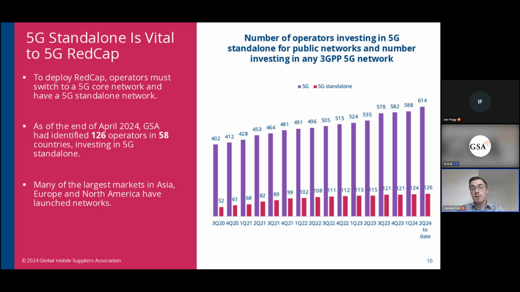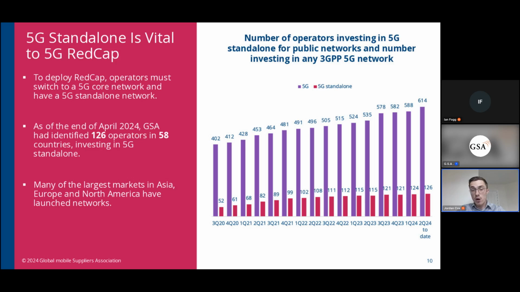Now we'll investigate 5G Standalone, which is vital to the future growth of 5G RedCap. This is due to the fact that if operators want to deploy 5G RedCap, they first must switch on a 5G core network and have a 5G Standalone network. So as a brief overview, 5G Standalone is a fully upgraded 5G network that operates independently from LTE technology and is based exclusively on cloud-native 5G core and 5G radio architecture.